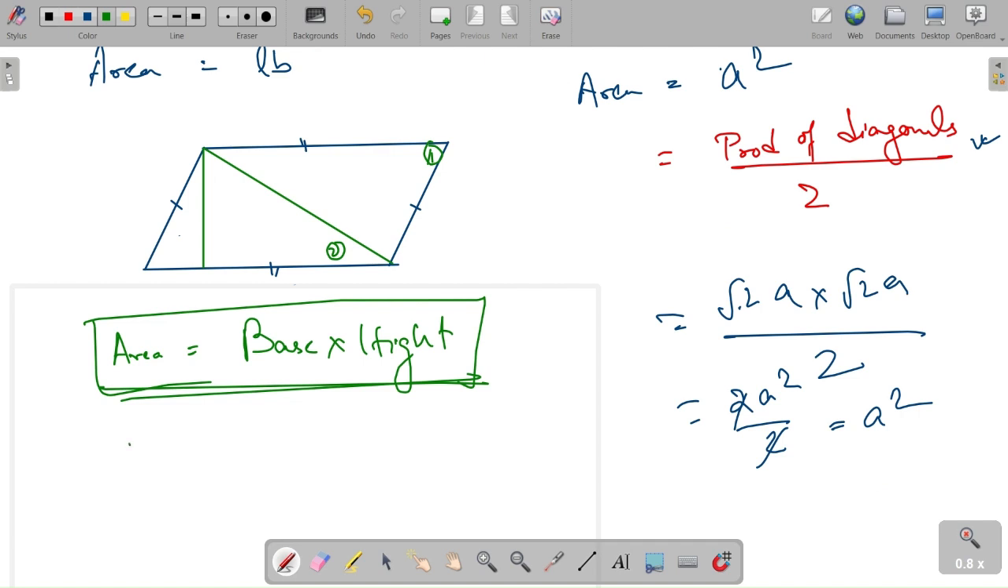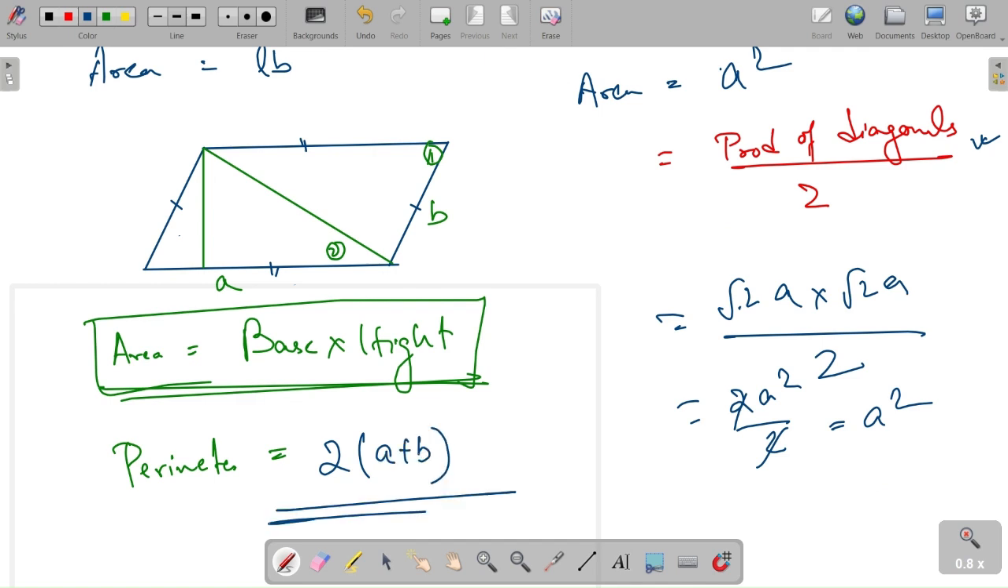Yes, sir. Perimeter will be, Saptak, can you tell me what will be the perimeter if this side is A and this side is B? Then your perimeter is how much? 2 into A plus B. 2 into A plus B. Very good. So this is done.